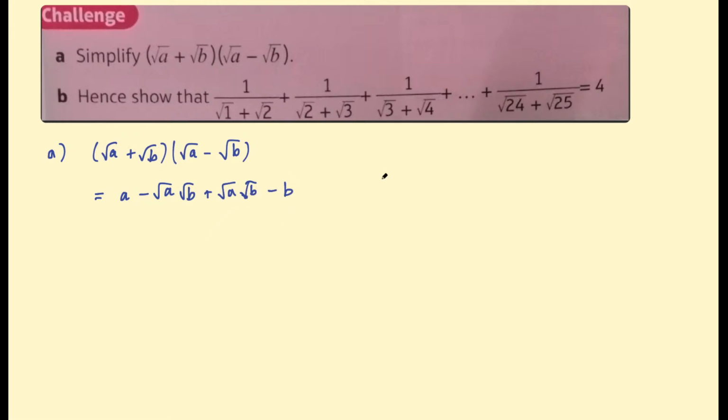Then we can simplify further because in here, these inner terms, they are like terms, right? I've got a square root A and a square root B in both. They are like terms. And this is essentially saying I've got negative 1 lots of this thing plus 1 lot of that thing. So negative 1 plus 1, they cancel out, right? That's 0. So these two terms in the middle, they're going to cancel out, and I'm left with A take B.